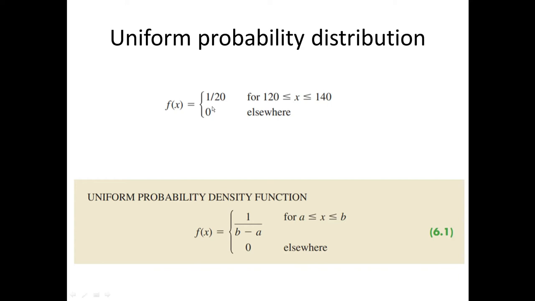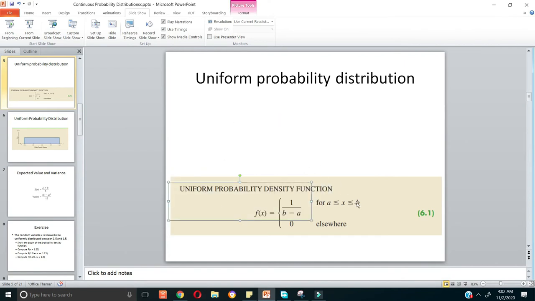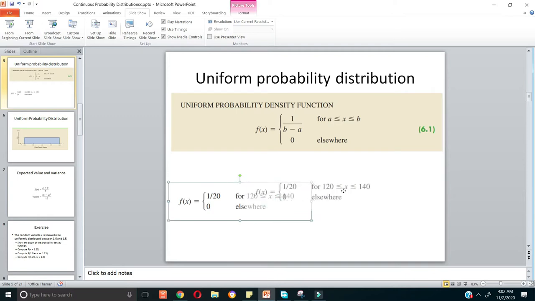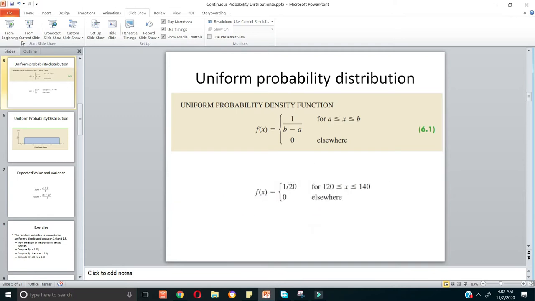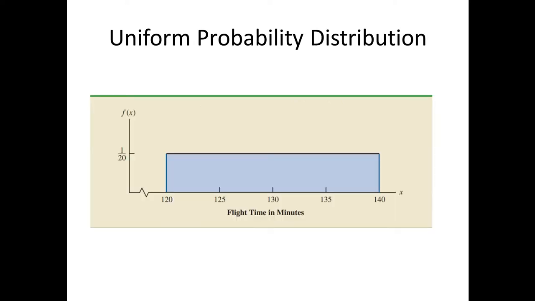Actually, you should reverse this. Just a minute. We should really have the definition before the actual equation. So yeah, you have something like this. This is the upper limit. In this case, our upper limit is 140 minus 120. So this would describe the uniform probability distribution.